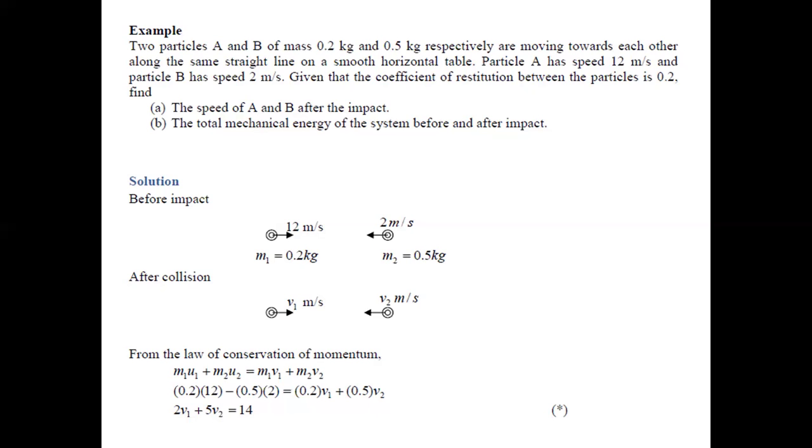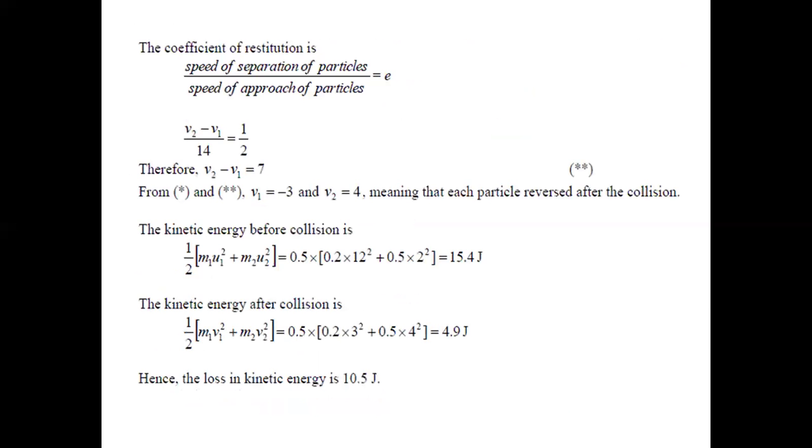Before impact, that's the diagram. After collision, that is the diagram. We don't know what V1 and V2 are. The law of conservation of linear momentum: M1 U1 plus M2 U2 equals M1 V1 plus M2 V2. Rearrange that, you are going to arrive at 2V1 plus 5V2 equals 14.